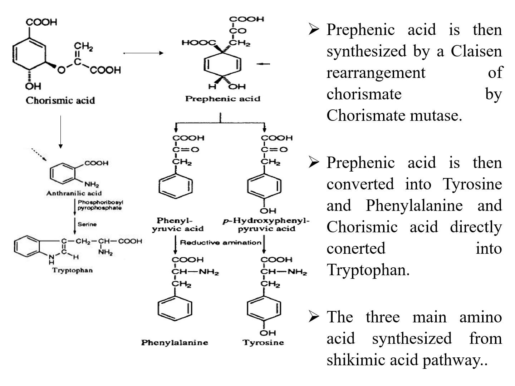So this chorismic acid will undergo some processes, like being converted into prephenic acid. The Claisen rearrangement reaction of chorismate will occur, and it will be converted into phenylalanine and tyrosine. And on another side, chorismic acid will be converted into anthranilic acid, and after that it will be converted into tryptophan. So at the end of the shikimic acid pathway, the three main amino acids will be synthesized: tryptophan, phenylalanine and tyrosine.